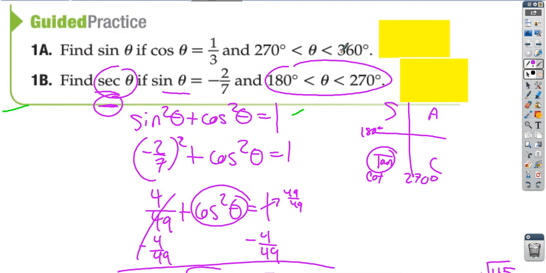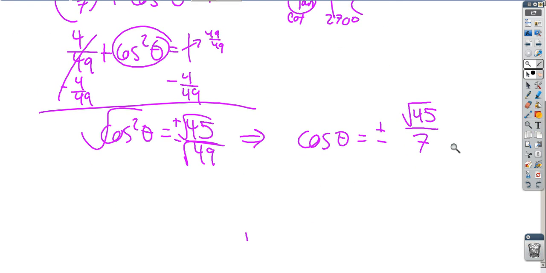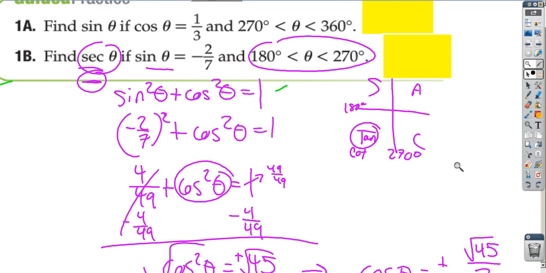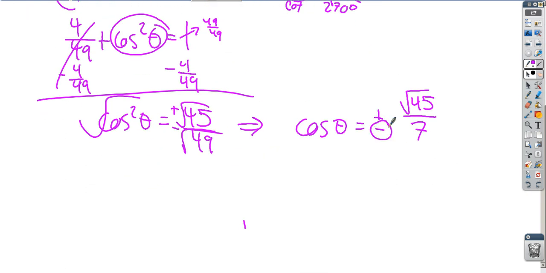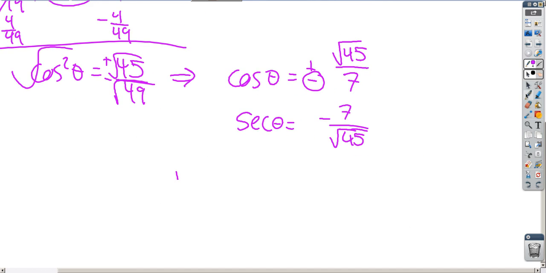Okay, so let's go back here. We know that cosine is this, and we knew from the beginning that it's going to be negative because we're in the third quadrant, so we're only going to take the negative. So if cosine is that, then secant is the flip of that. It's negative. I'm going to put the 7 on top and the root 45 on the bottom. So that's secant. That's not wrong, but it's not really simplified right now, so let's simplify that. We'll rationalize the denominator.